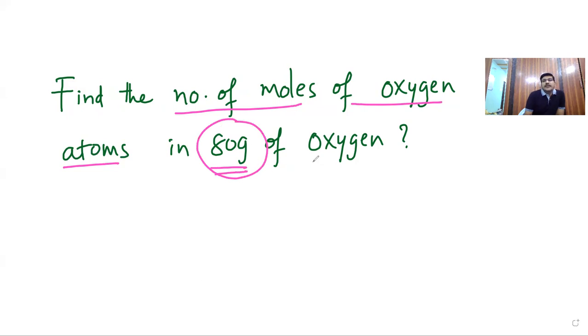I'm highlighting 80 grams of oxygen. Okay, we need the number of moles present in the 80 grams of oxygen. Clear? Okay. Now, observe. Just recollect the previous things. We have also seen the oxygen atom. Okay. We know that.